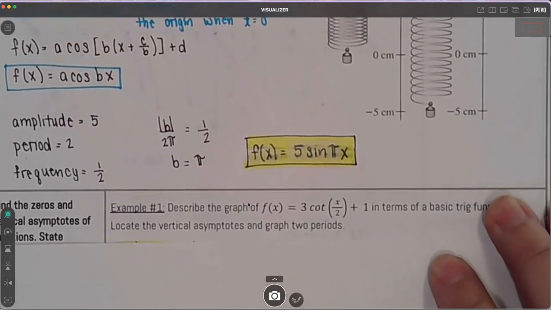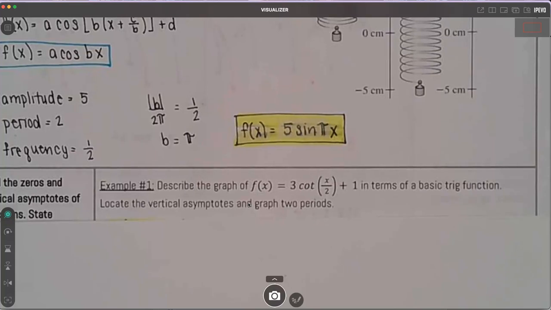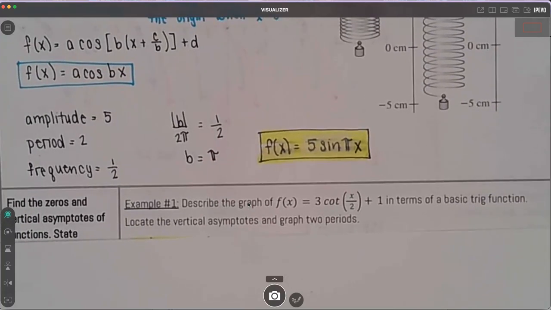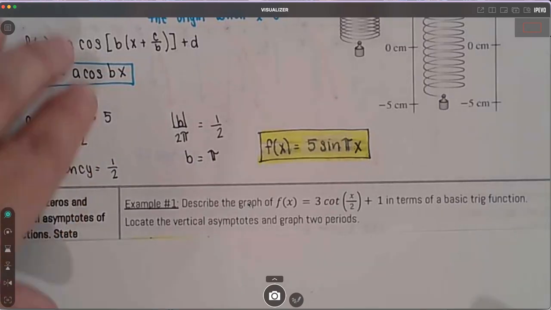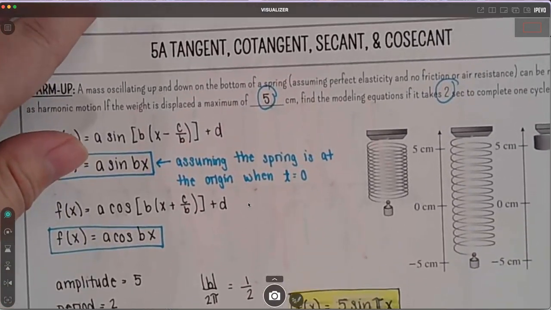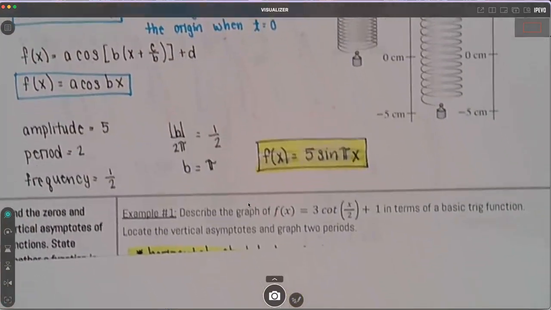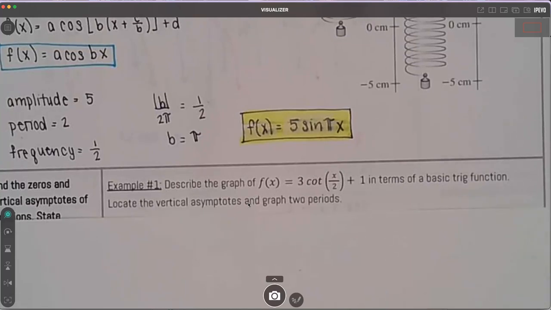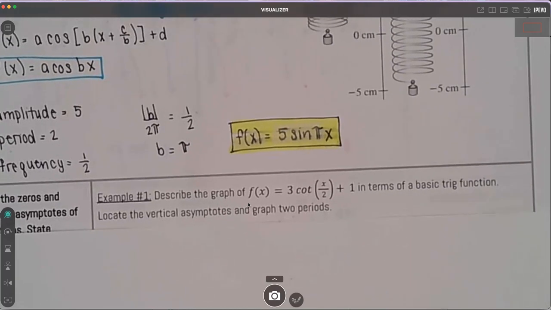Example number 1. Describe the graph of f of x equals this in terms of a basic trig function. Locate the vertical asymptotes and graph 2 periods. Sorry, I forgot to ask, does anyone need more time to copy this down? All right. If you don't have any whiteboards, please send someone to grab some whiteboards.